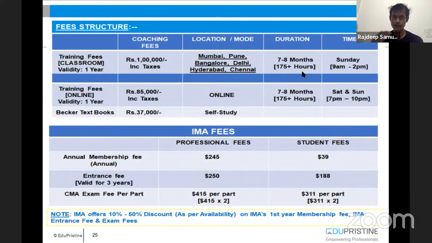So the people who are living probably not in Mumbai, Pune, Bangalore can attend it online from their location, right? The timings will be different. It will be on Saturday and Sunday, 7 p.m. to 10 p.m. So probably an extra hour, 6 hours a weekend, but live will be 5 hours a weekend.